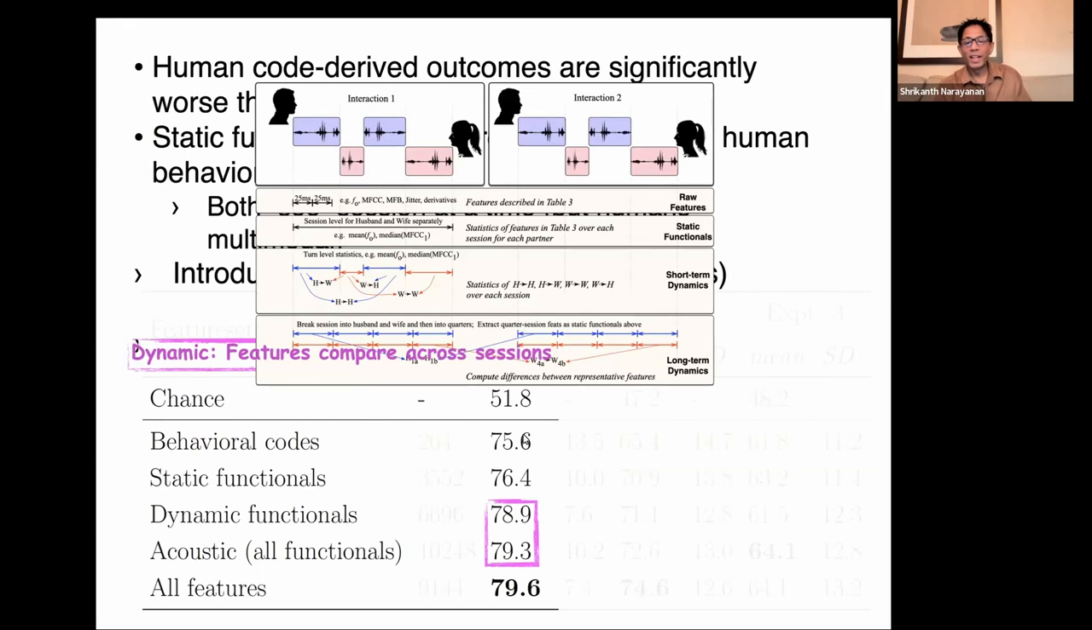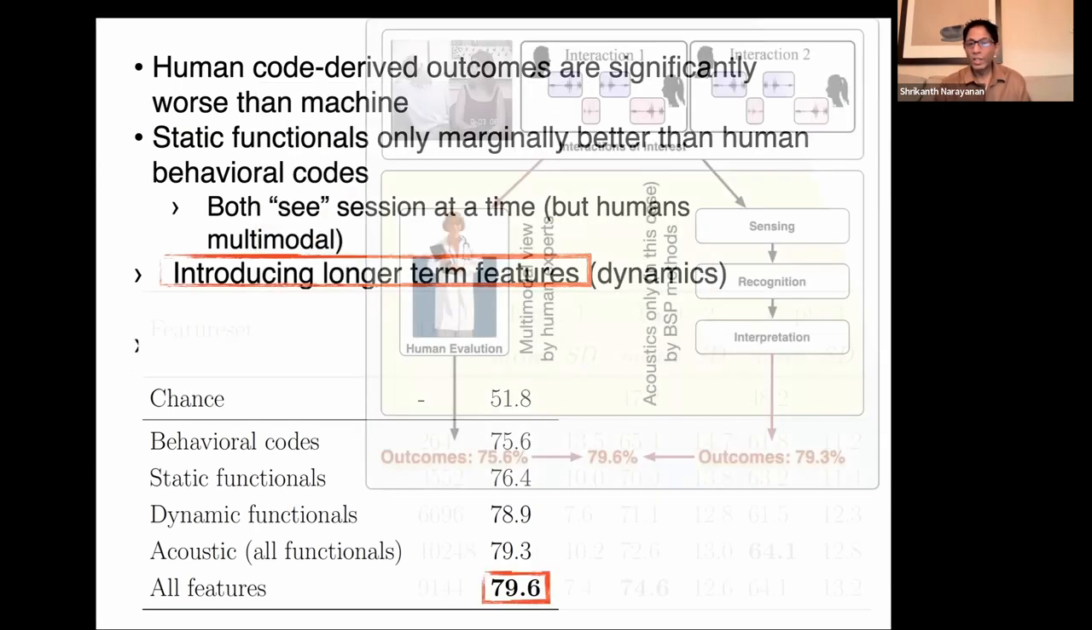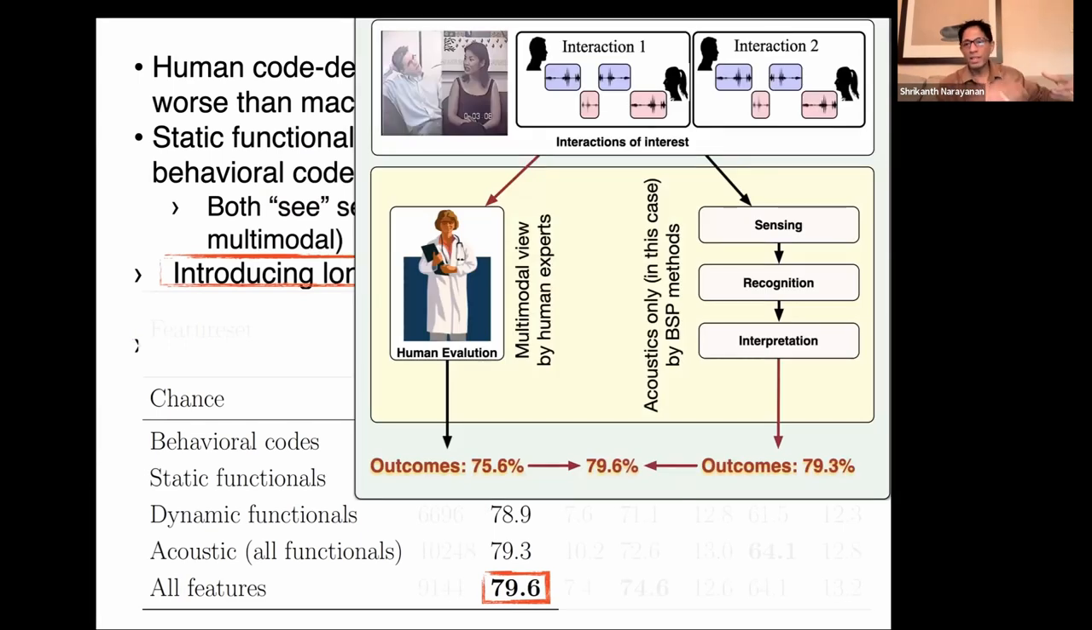This was much better than human experts. The behavioral codes that human experts analyzed were used to predict the outcome 75% of the time. Just the audio features could do it as well. Together they gave the best result, meaning that these data have complementary information that may even be missed by the behavioral coding that human experts do. So there's lots of interesting things beyond science to actually have predictive value.